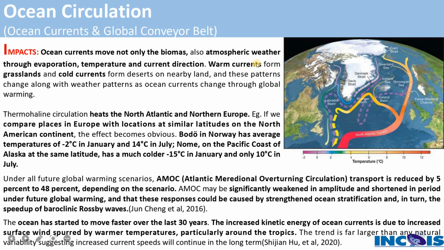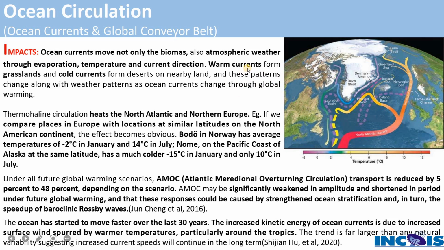Because when there is a change in these currents, that can also cause a change in landforms. As we already know, warm currents form the grassland, because warm currents have a warm sea surface temperature, thereby you can see a lot of injection of moisture into the atmosphere, thereby you can see a lot of precipitation and you can get grassland near the land, right? In the reverse case, cold currents don't have enough temperature to inject moisture into the atmosphere, thereby you cannot see such huge rainfall, thereby you can see deserts.